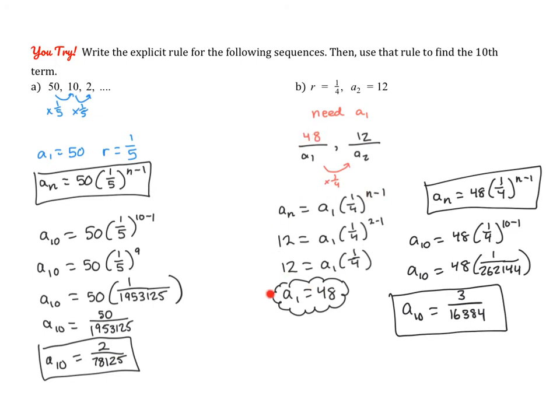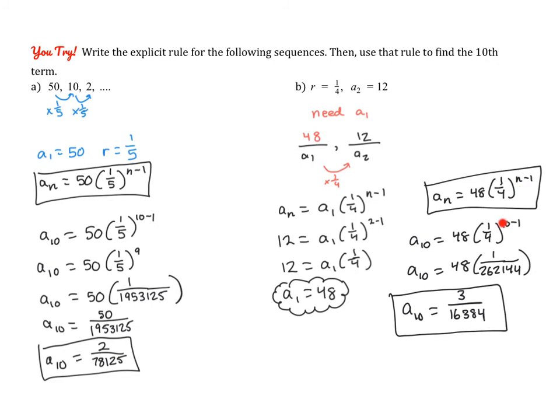Or, again, we could do the process where we make the formula with the information we have, and then we substitute a sub n with 12 and n with 2, because our second term is 12. And then we would find a sub 1 and we get the same thing. So when you plug it into our formula, we get this.